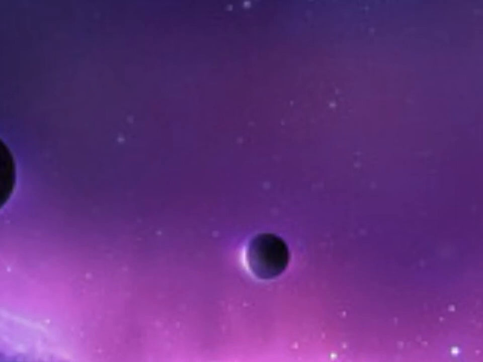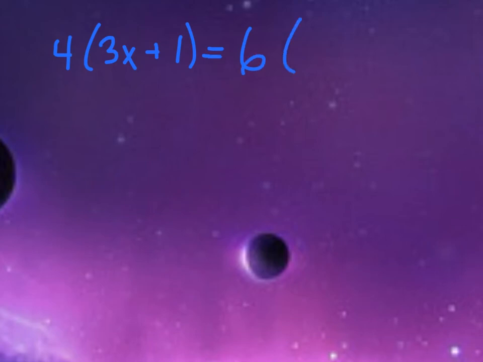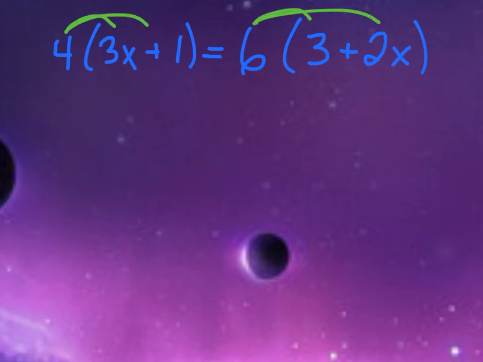So question number 12 is 4 times (3x plus 1) equals 6 times (3 plus 2x). Okay, so first I'm going to get rid of those brackets. 4 times 3x is 12x. And 4 times positive 1 is positive 4. And then over on the right side, 6 times 3 is 18. And 6 times positive 2x is positive 12x.